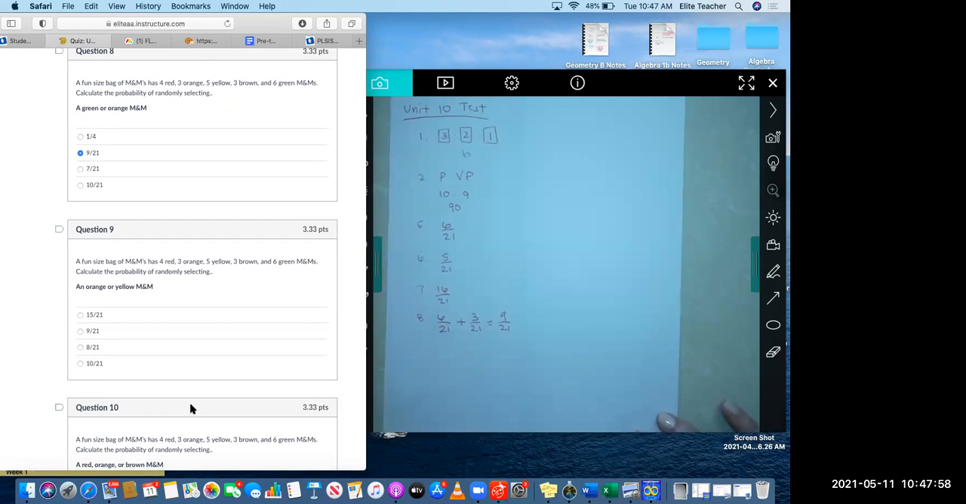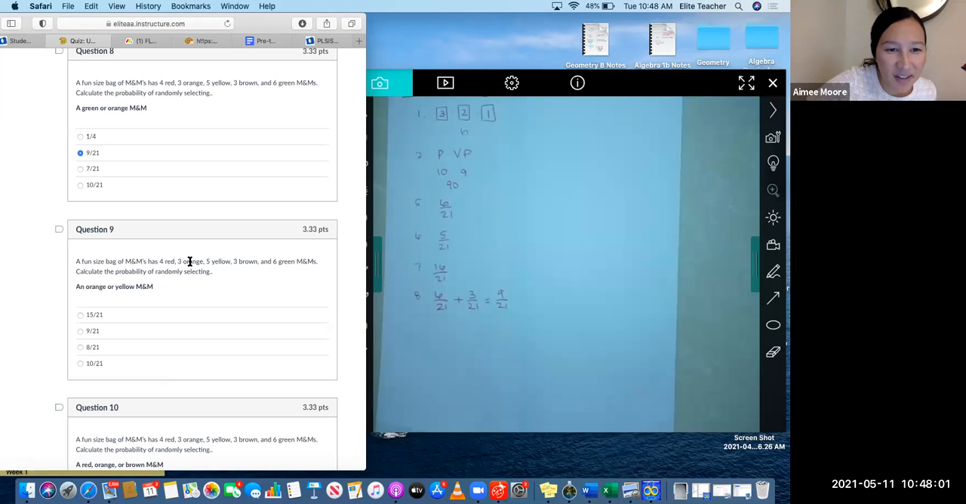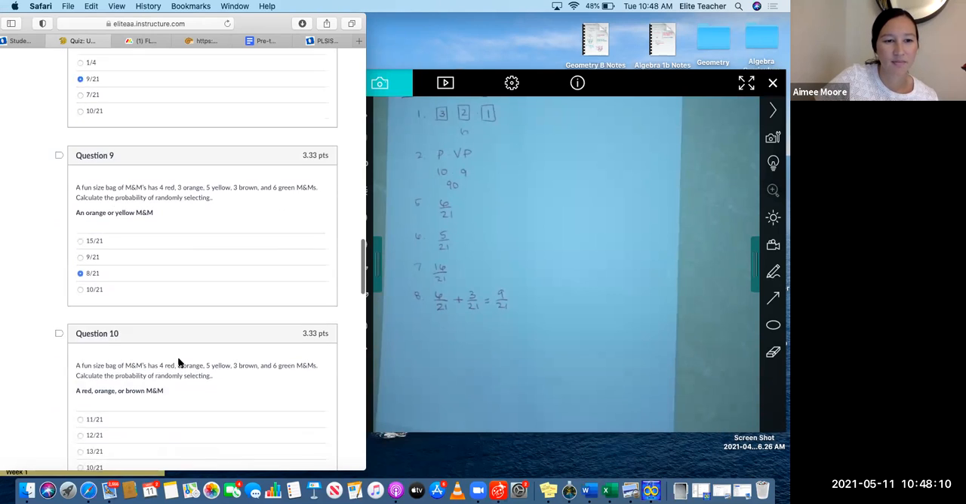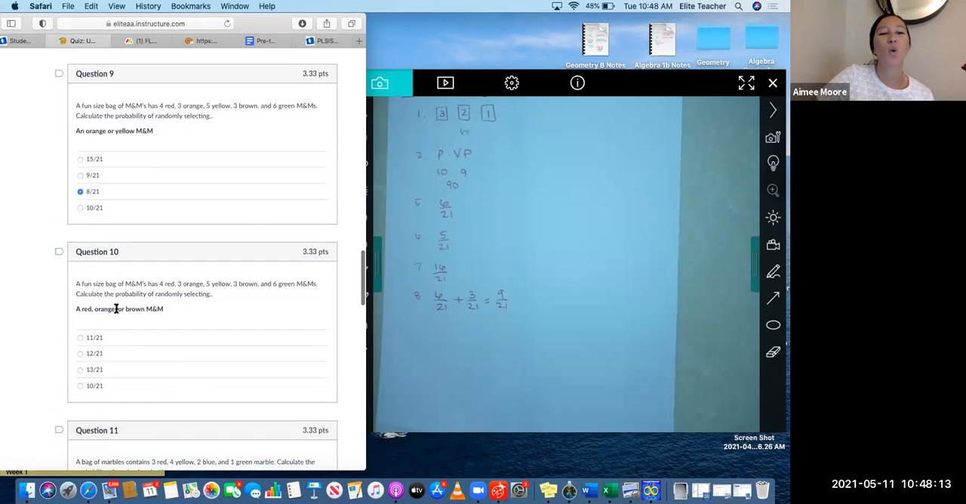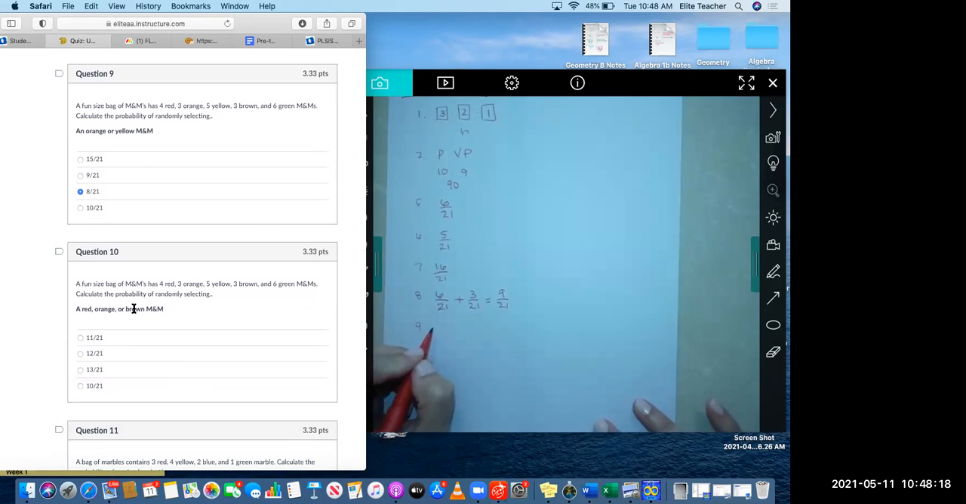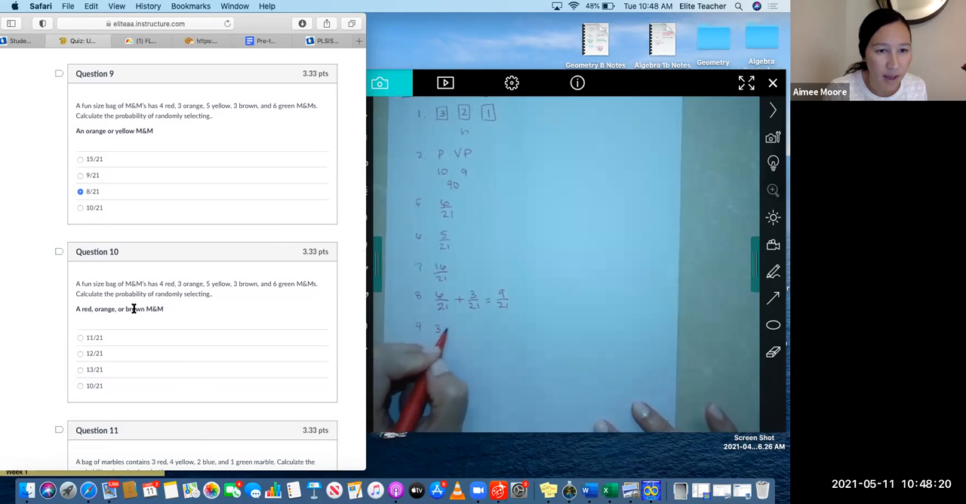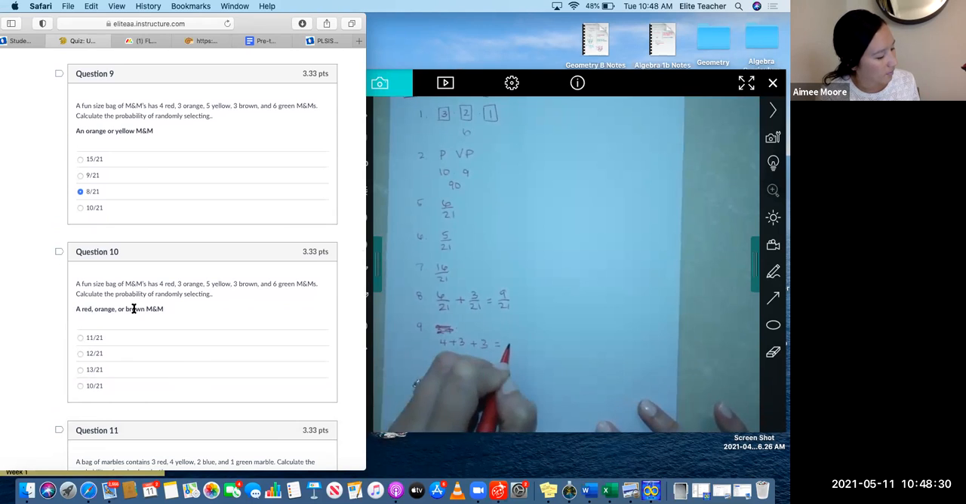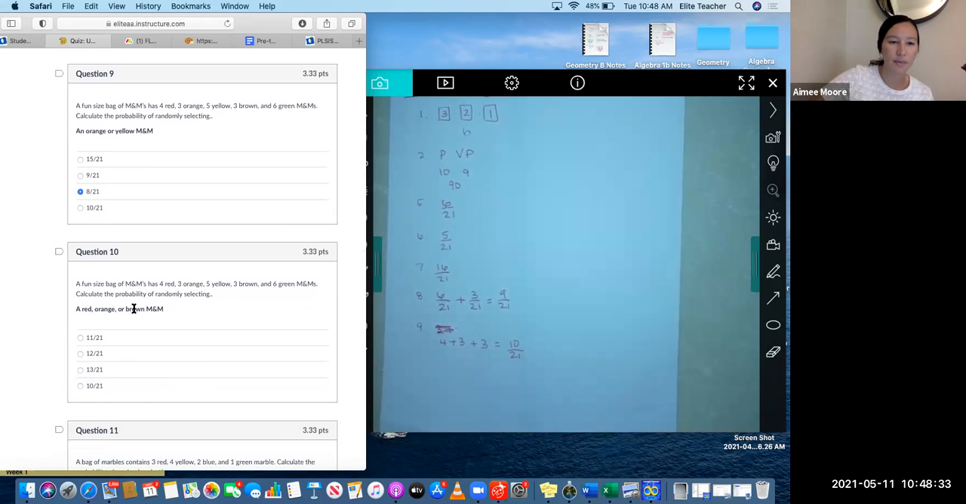Okay, what about an orange or a yellow? 3 orange and 5 yellow, so yep, 8 out of 21. Okay, a red, orange, or brown. 10 out of 21. There's 3 red. Oh, wait. There were 4 red, 3 orange, and 3 brown. So yes, 10 out of 21.